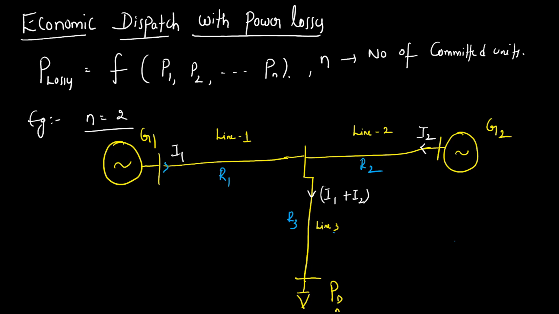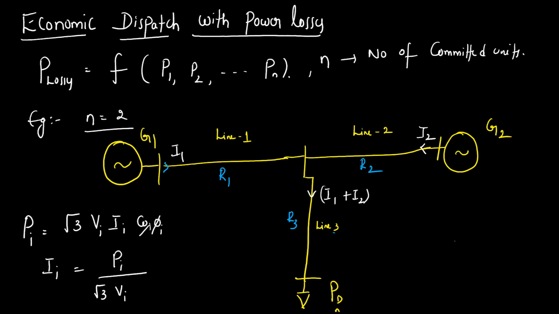Now, power transmitted by the ith unit is given by root 3 into line to line voltage of the ith unit multiplied by current supplied by the ith unit into power factor of the ith unit. So current, how can I write? Current of the ith unit is Pi divided by root 3 into Vi into cos phi i. So any current I can write in terms of powers, Ii is equals to Pi divided by root 3 Vi into cos phi i.